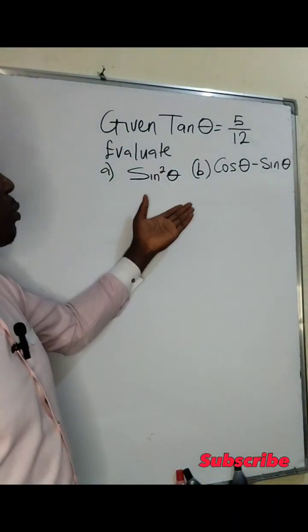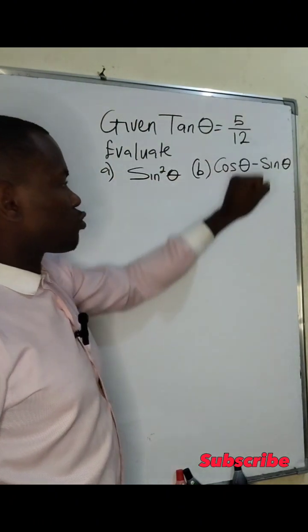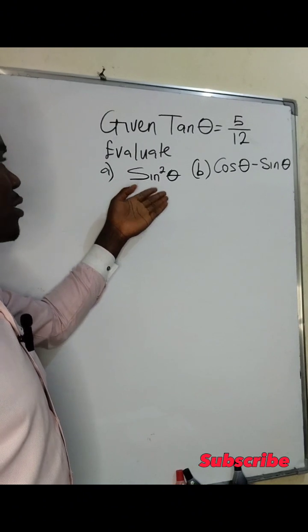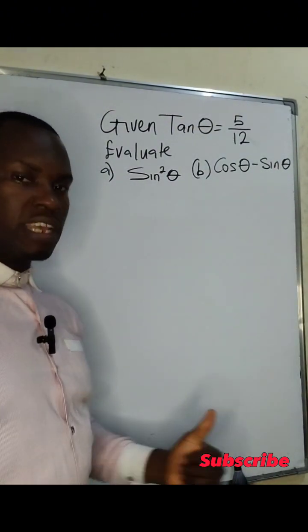I want us to solve this problem on the board together, alright? Tan theta is equal to 5 over 12. We are asked to evaluate sine squared theta cos theta minus sine theta. So relax as we solve this.